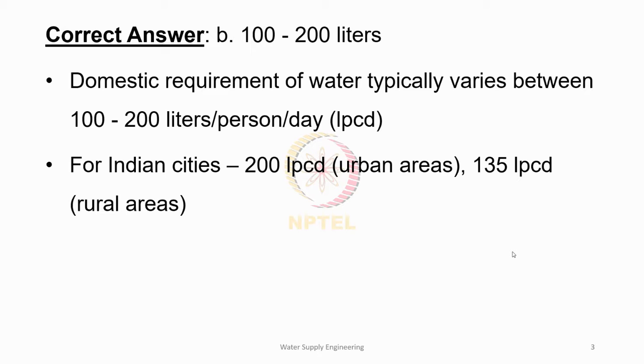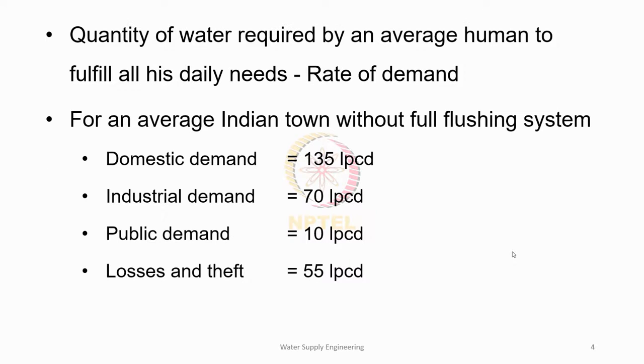Okay, so moving on to the second question. Sorry, I'll just explain the other demands as well. When we are talking about the domestic demand, we have certain other demands as well, like industrial demand, public demand, losses and theft, etc. Also, this depends upon the type of Indian town we are talking about. All right. Okay, so first we'll look into what is rate of demand.